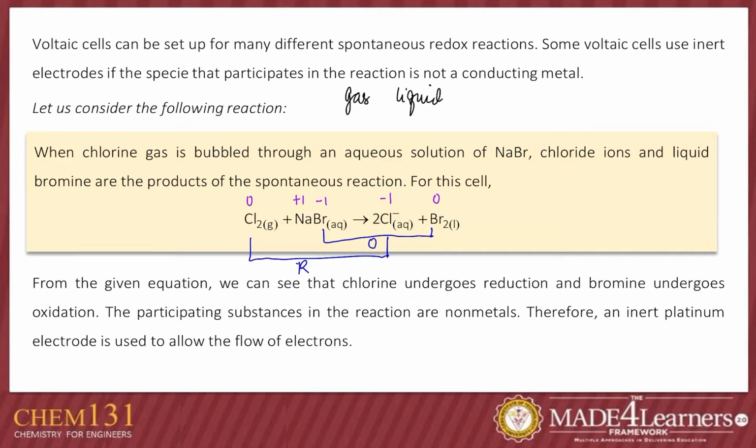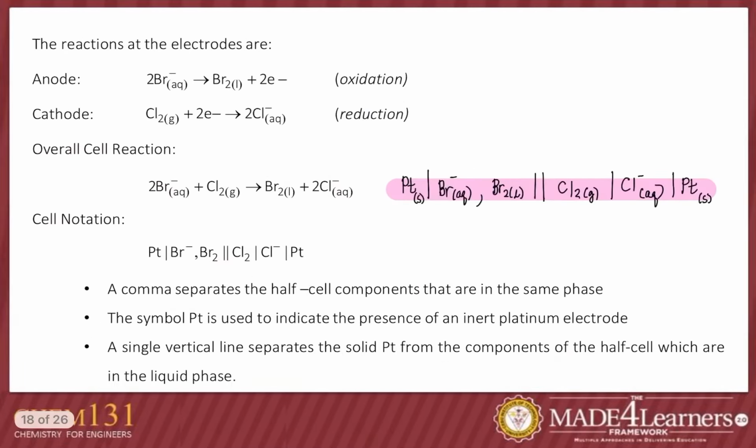So, right? This is chlorine gas. And then this is also aqueous sodium bromide. So they have no solid. So there is no solid, therefore an inert electrode is used. And why platinum? Platinum or gold are used as inert electrodes because they are not reactive.